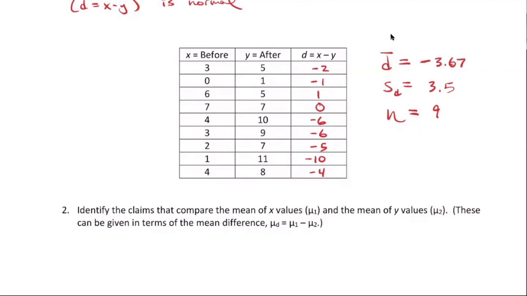The 9 is too small. This is less than 30. So too small. But the population of differences is normal. Okay, so that's that first step.